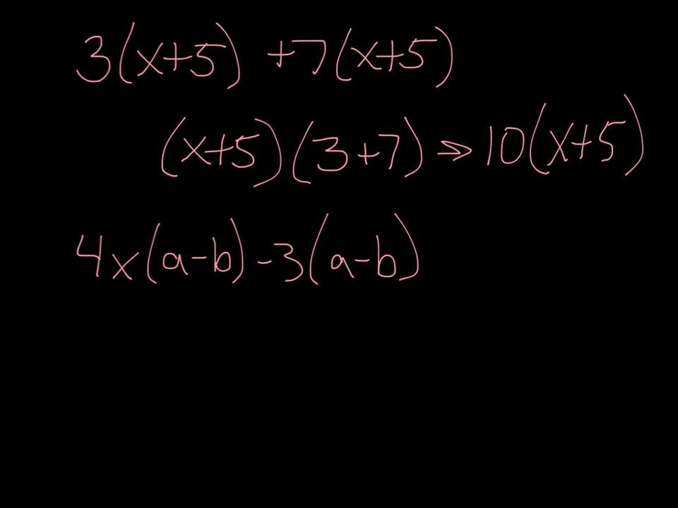Okay, now on to the second one here. Again, here's one of our terms, and here's our second term. And what do both terms have in common? Well, they both have an a minus b. And so that's what we're going to take out, an a minus b. And you're going to go through and see what's left over. What times a minus b gives you 4x times a minus b? Well, that would be a 4x. And then what times a minus b gives you negative 3 times a minus b? And that would be a negative 3.